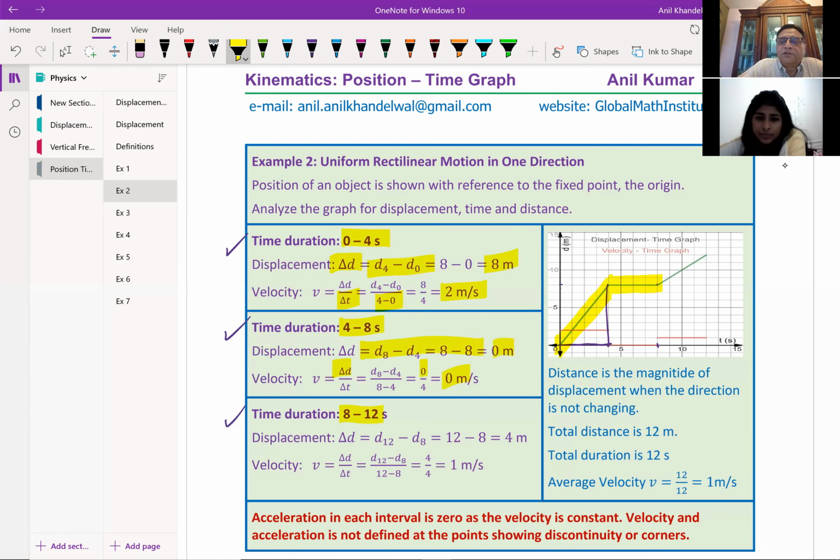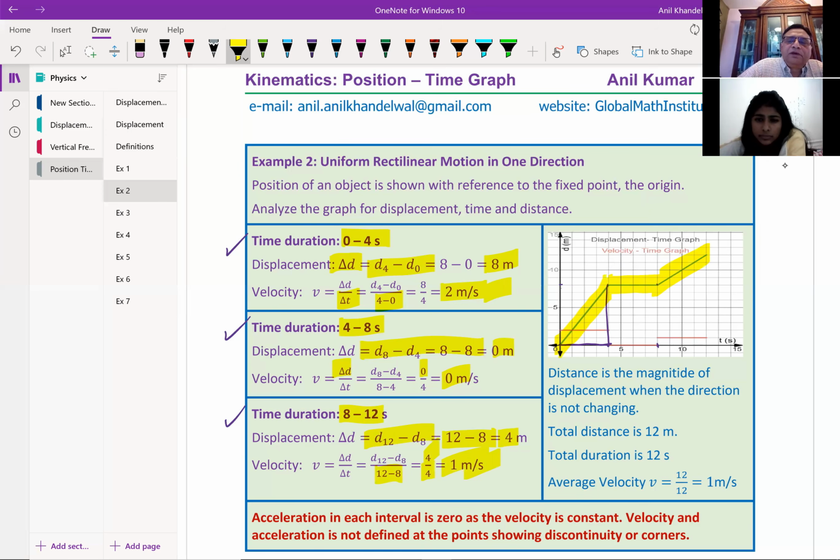And in the third interval, the object further moves away. So the distance increases, displacement also increases since the position changes. Change in position is 12 minus 8, which is 4 meters, and change in time is 12 minus 8, which is also 4. So we get velocity of 1 meter per second. So velocity is kind of half in this particular region as compared to the first one, correct?